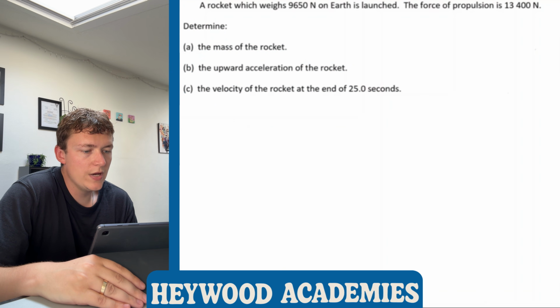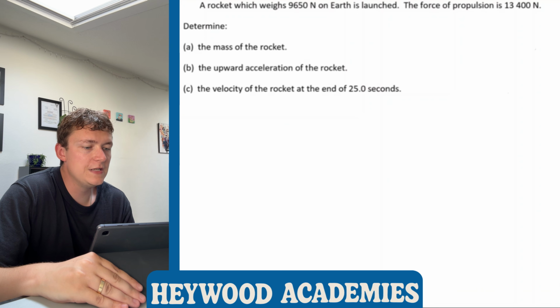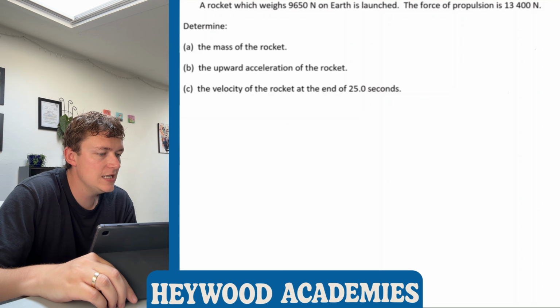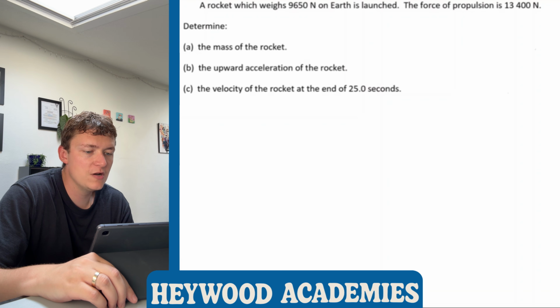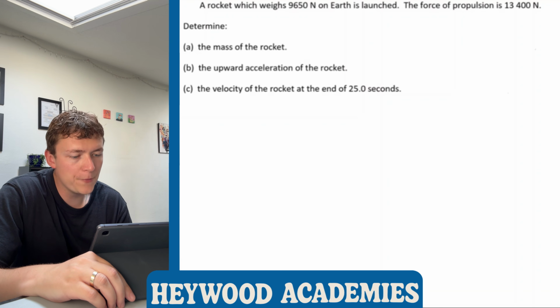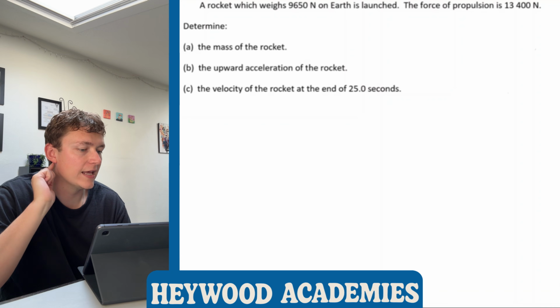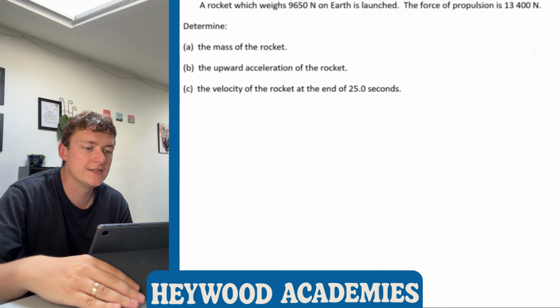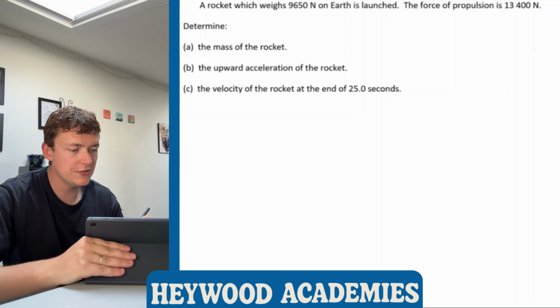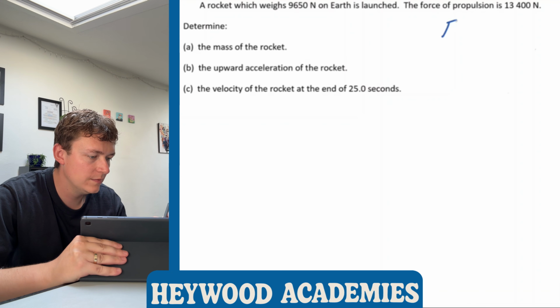A rocket which weighs 9,650 newtons on Earth is launched. The force of propulsion is 13,400 newtons. Determine the mass of the rocket, the upward acceleration, and the velocity of the rocket at the end of 25 seconds. So this one, let's draw a little picture for this. We draw it over here, FBD.